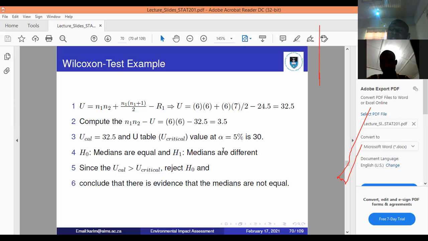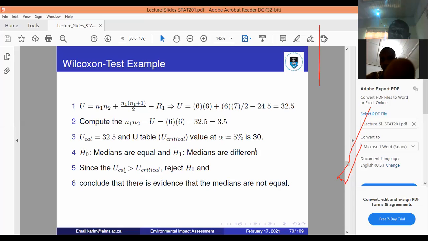So how then do we decide whether we should accept this situation or accept this situation? To decide on that, we compare the value that we have calculated against the value that we have gotten from the table. We call it the critical value. So we compare the calculated U value against the critical value, the one that we have gotten from the table. And if the U calculated is greater than the one that we have read from the table, we are going to reject the H naught. We are going to reject the one that is saying that they are equal. If we reject the one that is saying they are equal, then we accept the one that is saying that they are different.